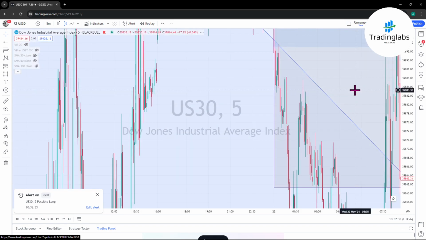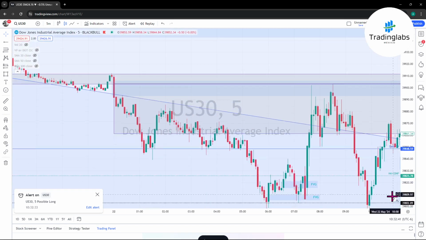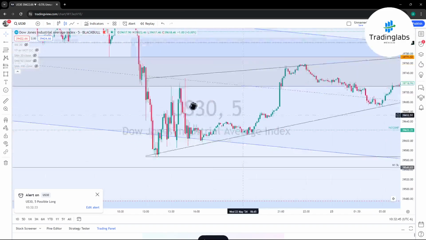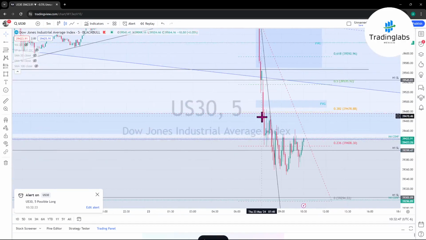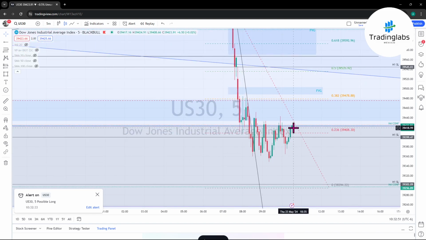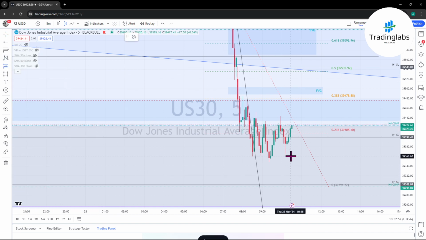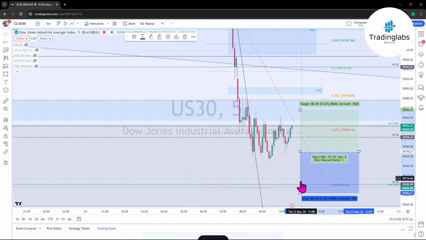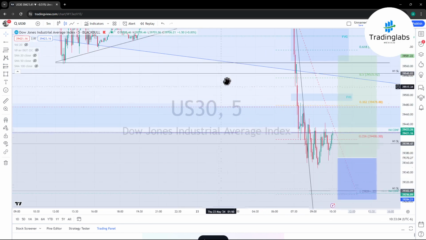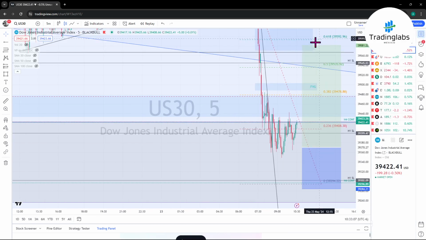Let's see what the market is doing. I'm waiting to liquidate these lows. I can make a long position here. Buy limit here. Let's do it like this.